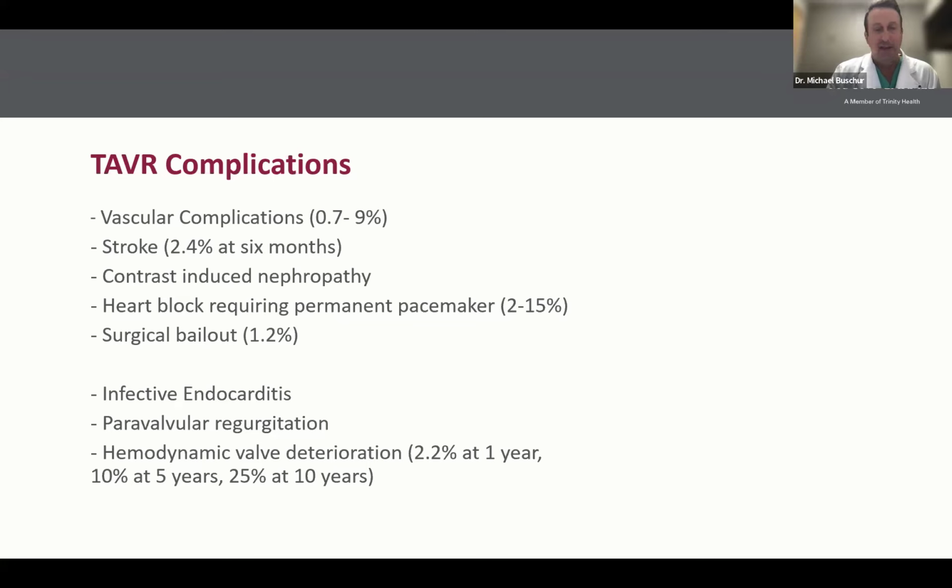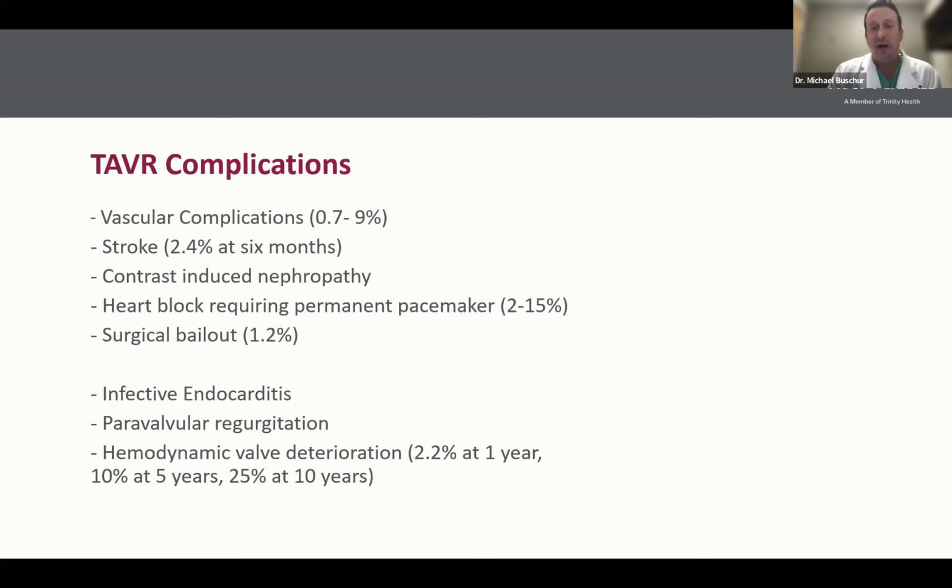In the last 10 years, it's amazing how much technology has advanced and how much better each new generation of valves has been. We always worry about contrast-induced nephropathy. The contrast that we use can be toxic to the kidneys. So any of our patients who have poor kidney function beforehand, we do what we can to use a little contrast and also give maybe extra fluids to help flush the contrast out.